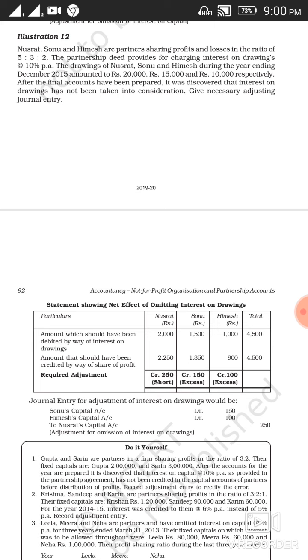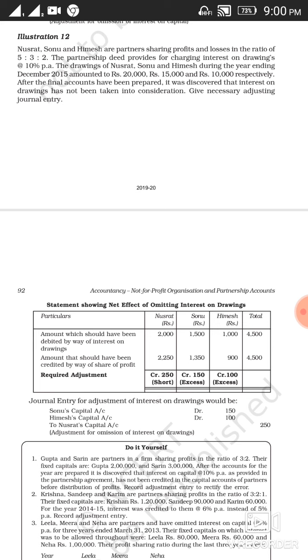Now the second thing that has been written in the particulars is the amount that should have been credited by way of share of profit. As I've told you, if this interest on capital would have been taken into consideration, it is going to increase your divisible profit by 4,500, and it would have been distributed among the partners in their profit sharing ratio. So this 4,500 would have been distributed among Nusrat, Sonu and Himesh in the ratio 5:3:2.